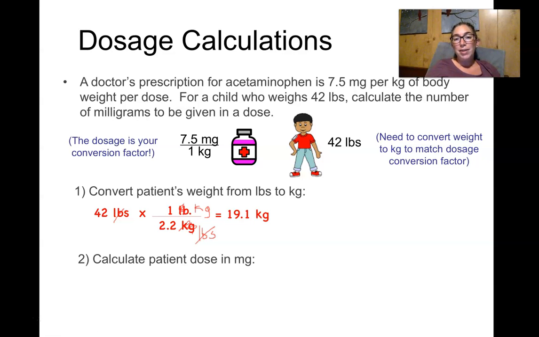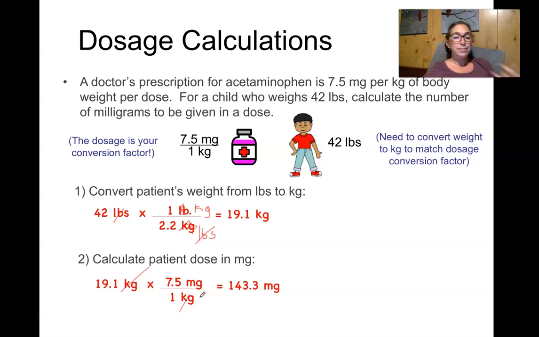So now that we know that the patient is 19.1 kilograms, and we know that he should receive 7.5 milligrams for every kilogram of body weight, we do a little multiplication. We take the patient's weight and we multiply it by that dosage, and we make sure that kilograms are on the bottom in the dosage. And we learn that this child needs 143.3 milligrams per dose. So that would be the correct dosage for this child.